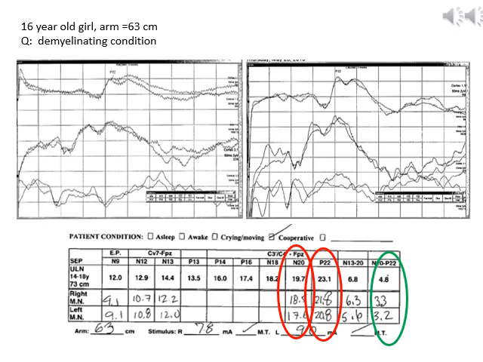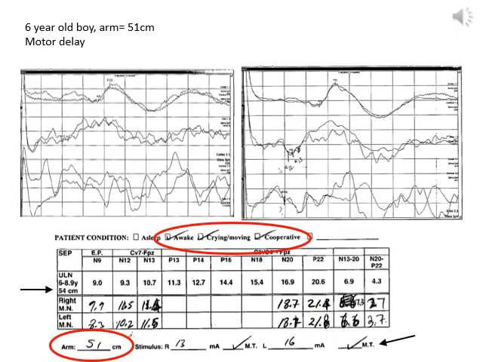And the interpeak latencies are within normal limits. And so for this patient with a clearly demyelinating condition, we can comment that both median nerve recordings are within normal limits. This is an SEP recording from a 6-year-old boy with a motor delay.